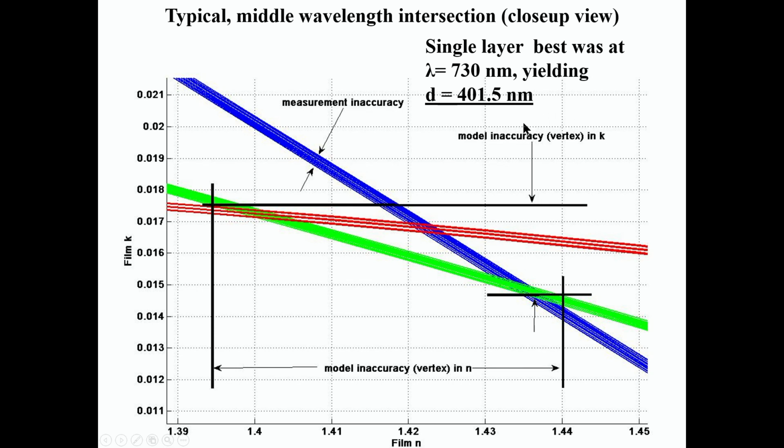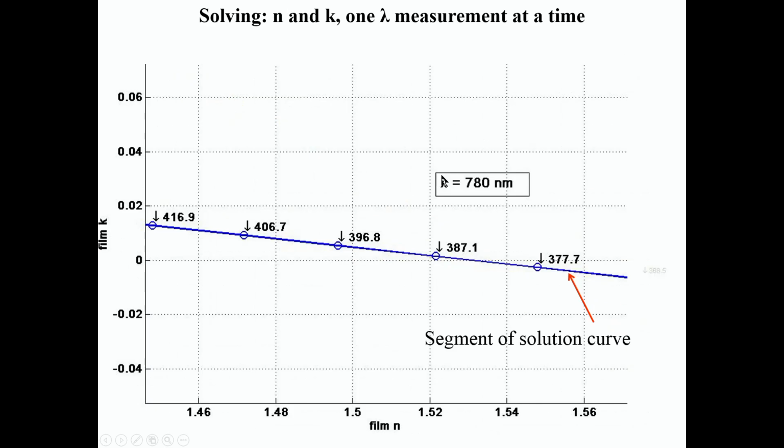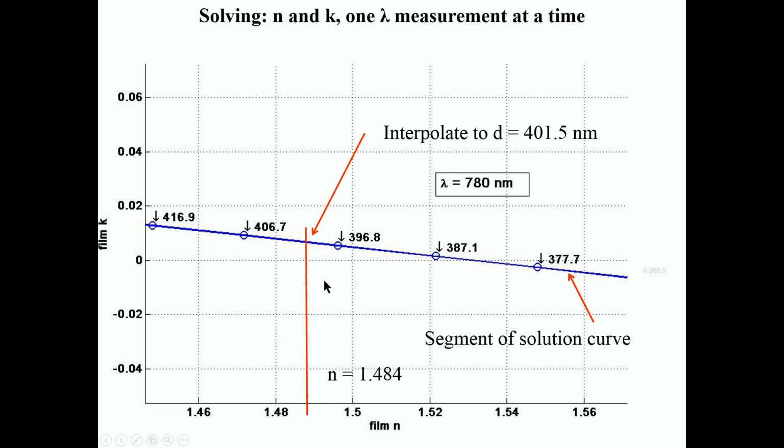730 nanometers, gave us a thickness of 401.5 nanometers as being the average thickness of where those three intersections take place. This is a detail, but this is how you interpolate any given solution curve to find out what its N and K would be. So now we're going to take this number, go back, interpolate on all the different solution curves at each measured wavelength, and get a value of N and K for each of them.